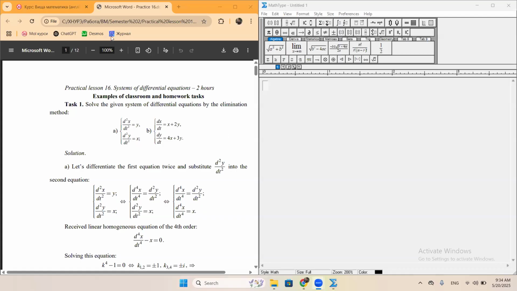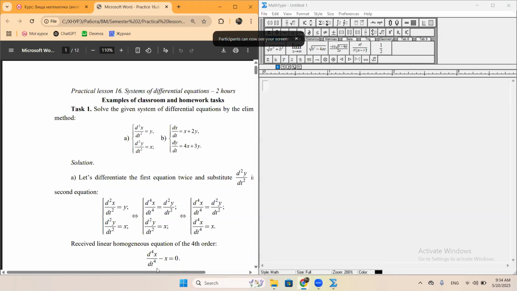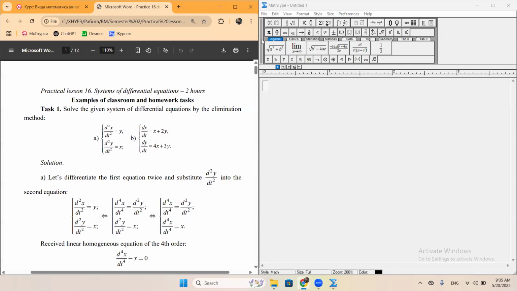Let me share my screen. Just a moment. Okay, shared. So we have, okay, task 1A, having the following system of differential equations. Let me write it down.